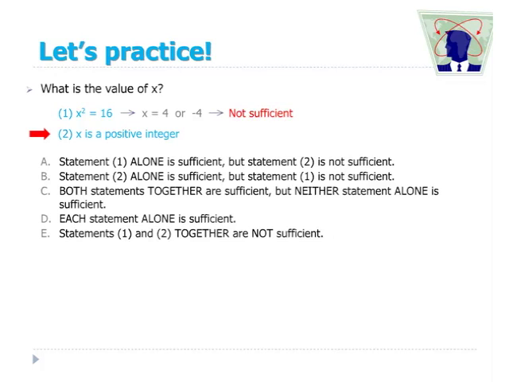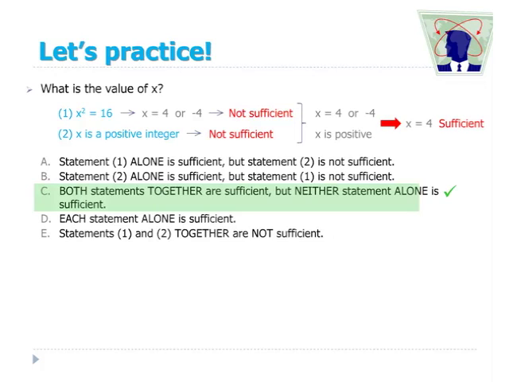Statement 2 alone does not do any good since there is an infinite number of positive integers. If we combine both statements, we know that x equals 4 or x equals negative 4 from statement 1, and that x is positive from statement 2. Therefore, the only possible value of x is 4. Together, the statements are sufficient. As you can see, even though statement 1 allows us to calculate the value of x, it is not sufficient since a statement in a value question is considered sufficient only if it allows us to find one possible value.